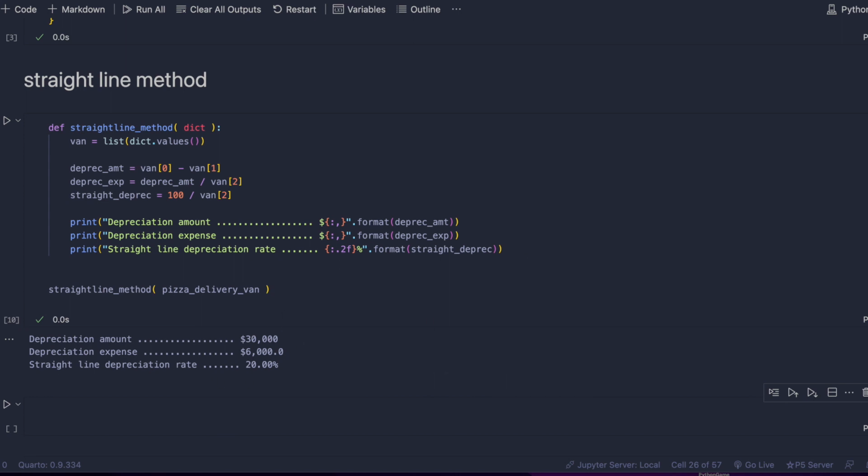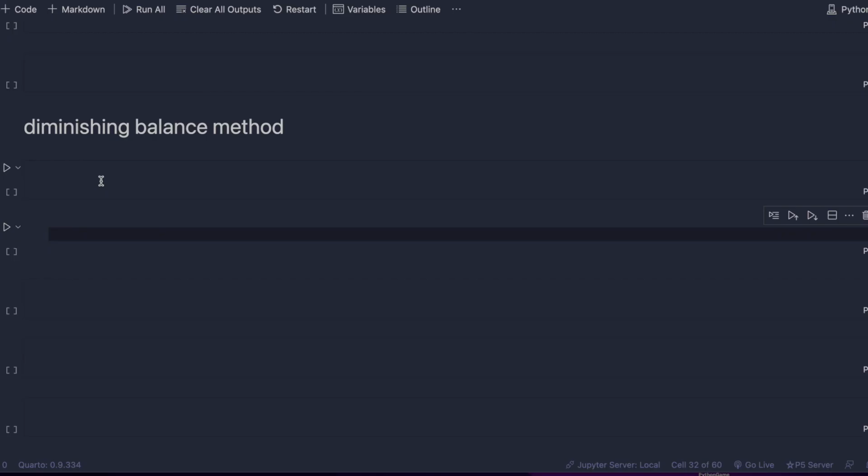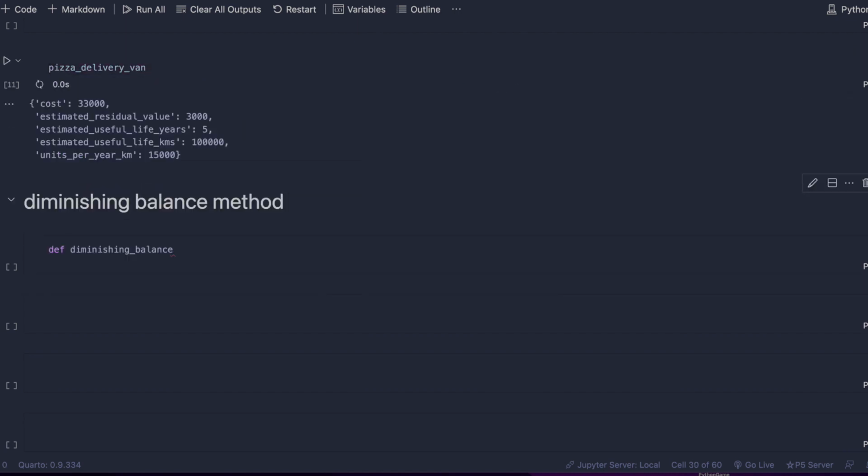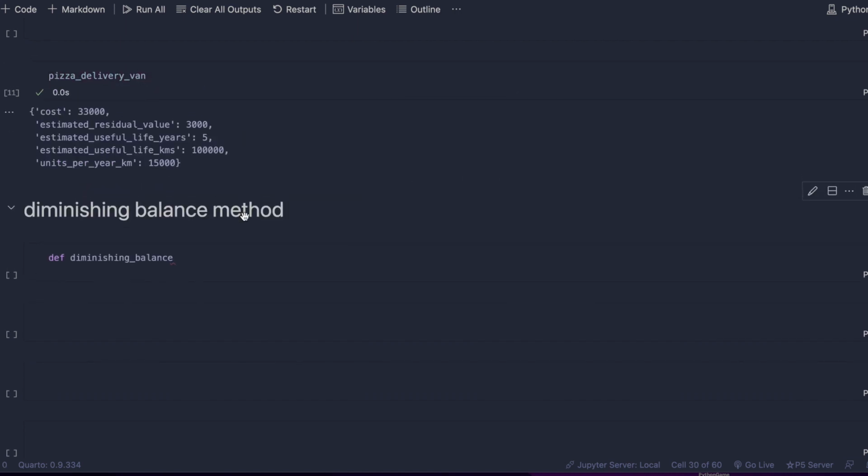Next, we have our diminishing balance. We are still using the same data dictionary. If you wanted to call your data dictionary again, it's called pizza delivery van, and you get your values back. So diminishing balance, this time we need to pass in our dictionary and then a multiplier.